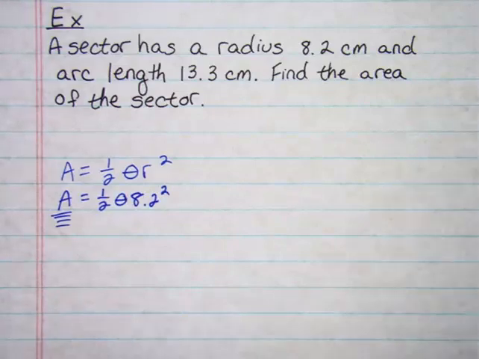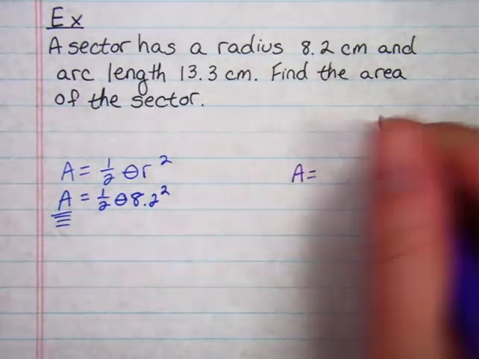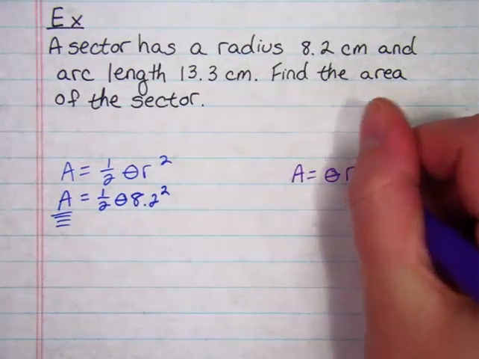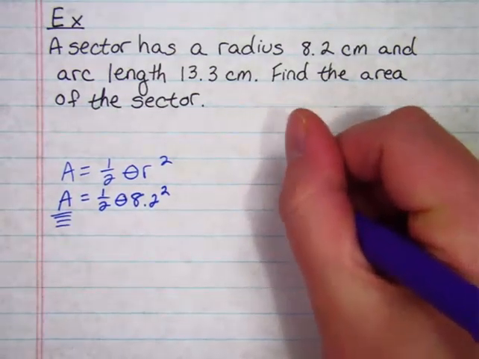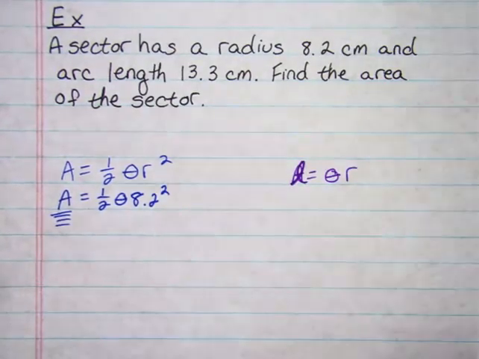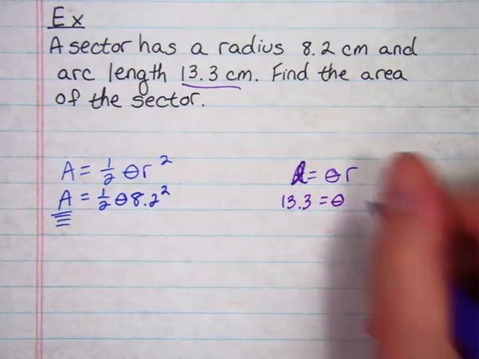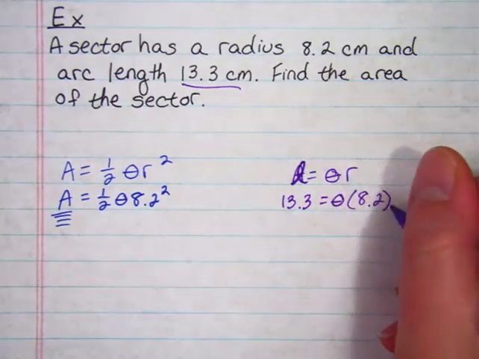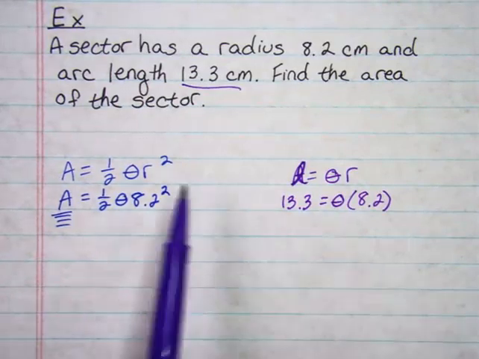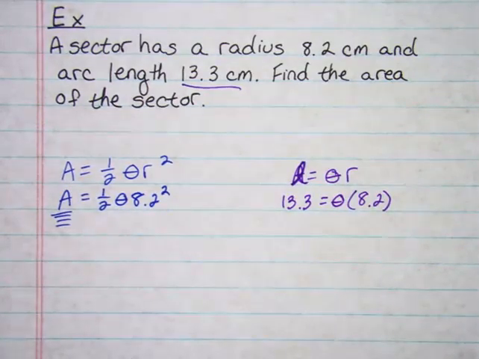So now I'm going to go back and put my arc length formula. Arc length, L, equals theta times r. So I plug in my arc length, which is 13.3, equals theta times 8.2. Now, my unknown here is theta. That's what I need here. Now I want you to realize that I'm actually using the radian formula, but nowhere in this problem did I give you radians. And I also didn't give you any degrees, which means I can use whatever formula is easiest to use. So I am definitely using the radian formulas for these.